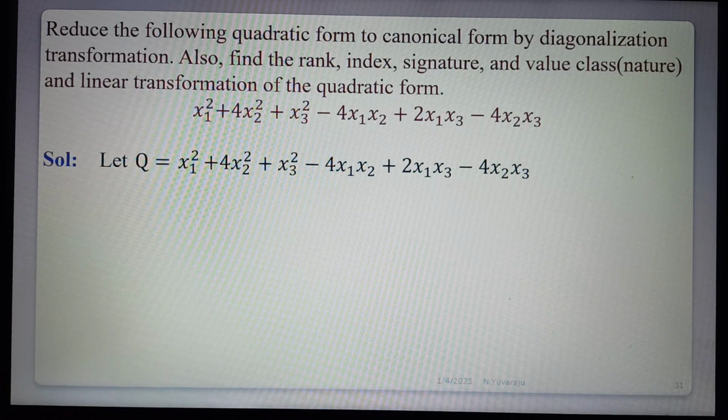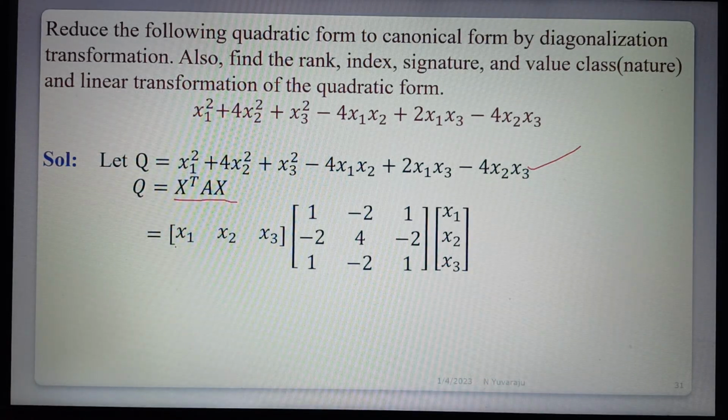So given Q is the given quadratic form. First of all, finding the matrix notation. X transpose AX, where X is the matrix of unknowns x1, x2, x3. Next, the coefficient matrix A: the x1 square, x2 square, x3 square coefficients here are 1, 4, 1.